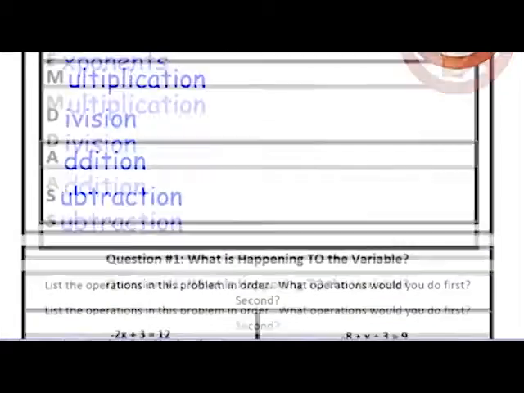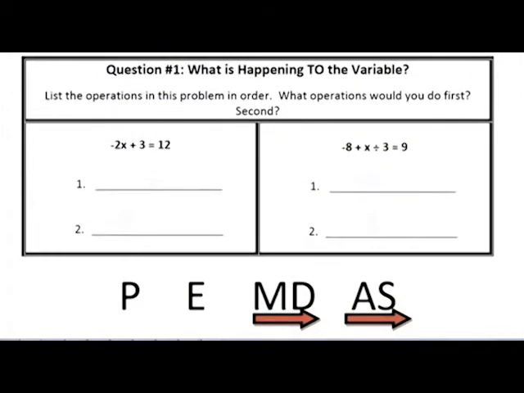We use the order of operations to answer question 1. Remember, with equations, there's two questions. Number 1, what's happening to my variable? Number 2, how do I undo it? Look at negative 2x plus 3 equals 12. If I was doing this problem as order of operations, just the side that has the variable, I'd be multiplying by negative 2, and then I'd be adding 3. I would be taking care of my multiplication or division first, then my addition or subtraction.